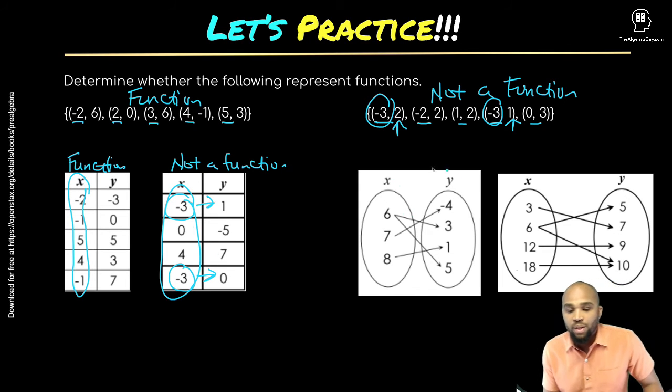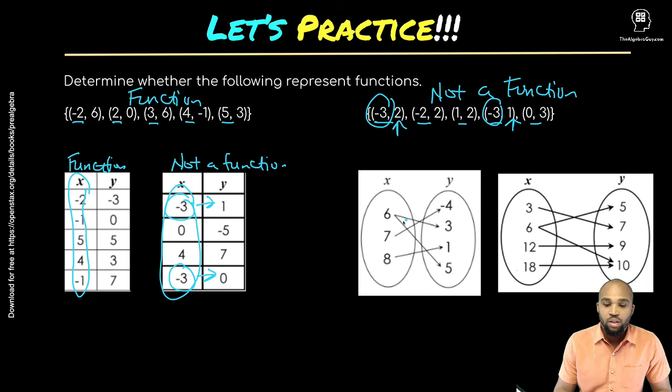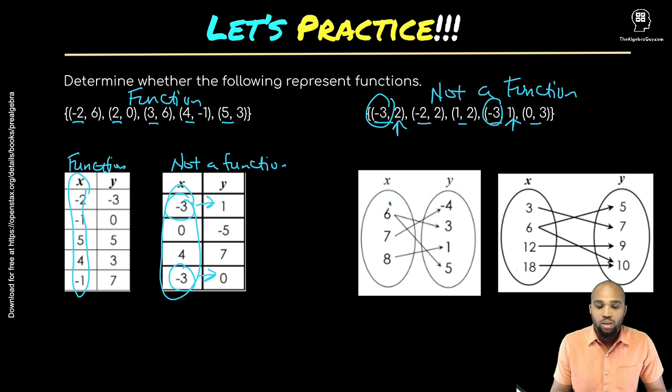And sometimes you may see this matrix looking deal here. So this is saying I have a 6 going to a 3 and a 6 that's going to a 5. Can that x value have 2 different outputs? No. So this cannot be a function. Not a function. Regardless of what's happening with the 7 and 8, if one of those is off, the whole thing is not a function.